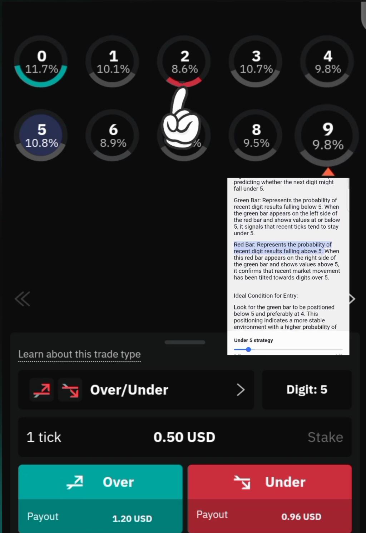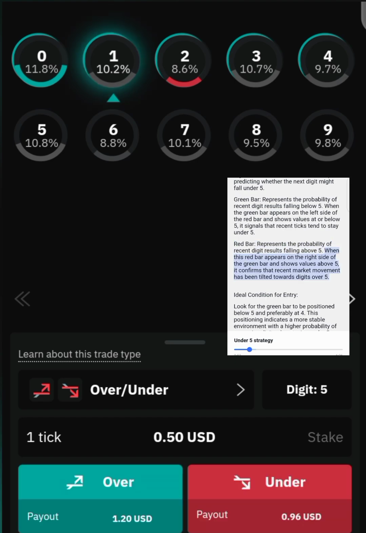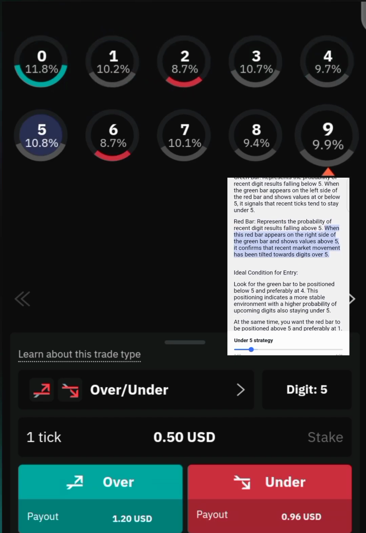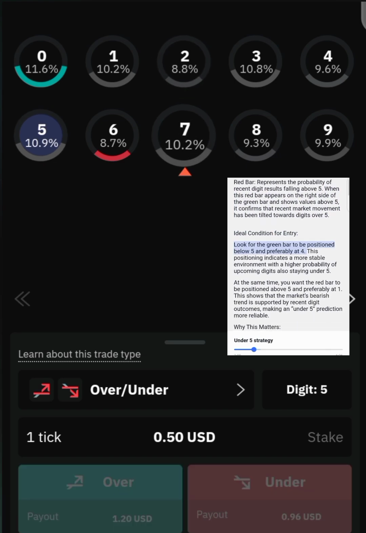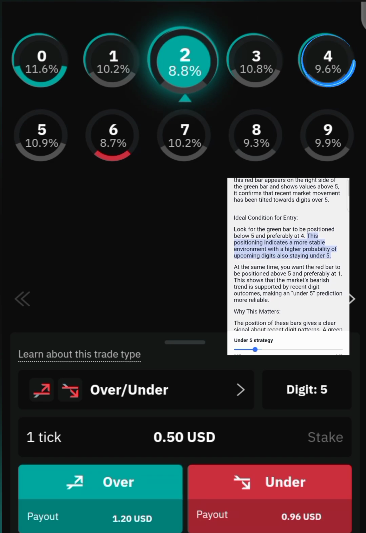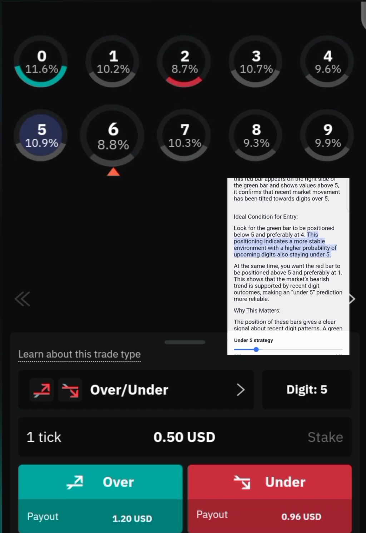Red bar represents the probability of recent digit results falling above 5. When this red bar appears on the right side of the green bar and shows values above 5, it confirms that recent market movement has been tilted towards digits over 5. Ideal condition for entry. Look for the green bar to be positioned below 5 and preferably at 4. This positioning indicates a more stable environment with a higher probability of upcoming digits also staying under 5.